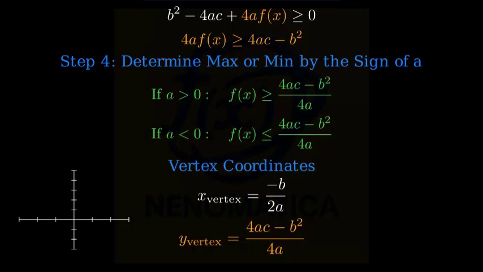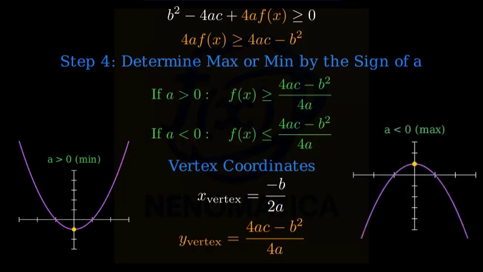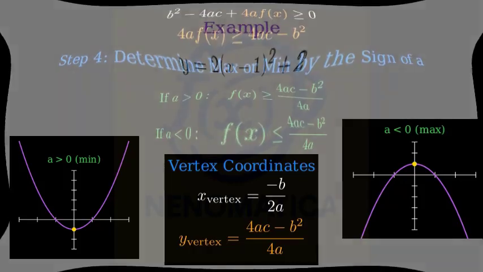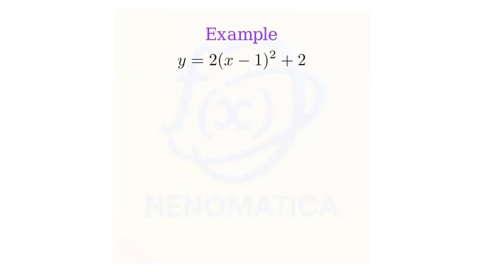On the left, a positive gives a cup-shaped curve. The vertex is a minimum, and the range is above the vertex value. On the right, a negative gives a cap-shaped curve. The vertex is a maximum, and the range is below the vertex value. Today we will graph the parabola y equals 2 times open parenthesis x minus 1 close parenthesis squared plus 2 by plotting points.